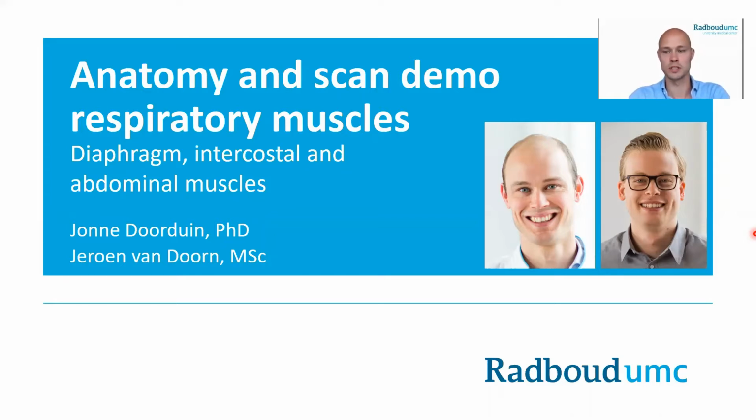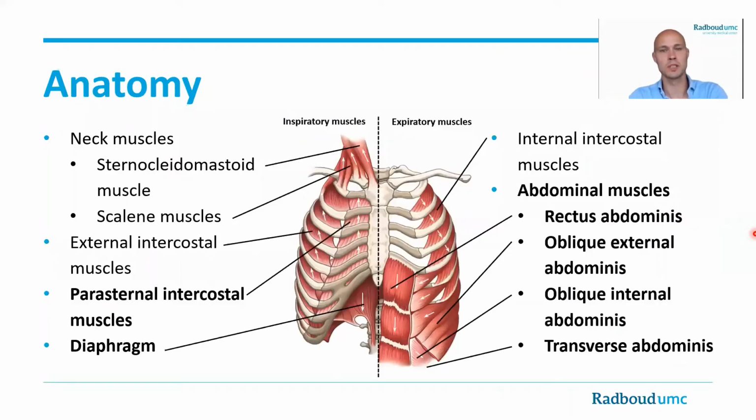First, let's start off with some anatomy. So these are all the respiratory muscles that we have. These are inspiratory muscles and expiratory muscles. Of course, the most important inspiratory muscle is the diaphragm, which accounts for approximately 70 to 80% of the respiratory work. Of course, we'll be scanning this one together with the intercostal muscles, which is an accessory inspiratory muscle, and we'll be showing some expiratory muscles, the abdominal muscles.